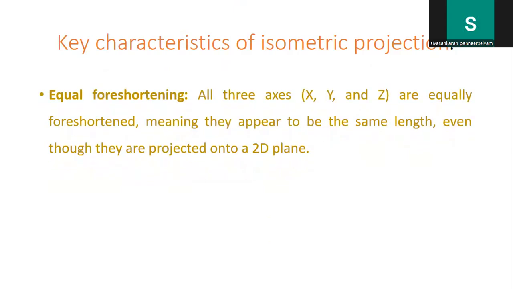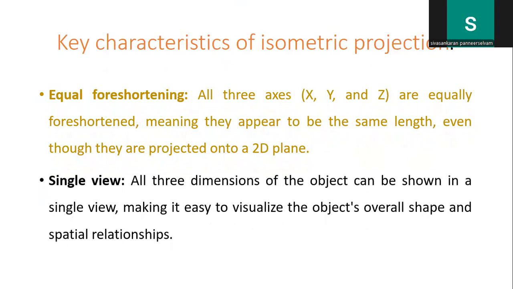What are the various key characteristics of isometric projection? First one is equal foreshortening. All the three axes, x, y, z, are foreshortened equally, meaning they appear to be of the same length, even though they are projected onto a 2D plane. Second, single view projection. All the three dimensions of the object can be represented in a single view so that the user can easily visualize the overall appearance of the object with respect to shape and spatial relationship.